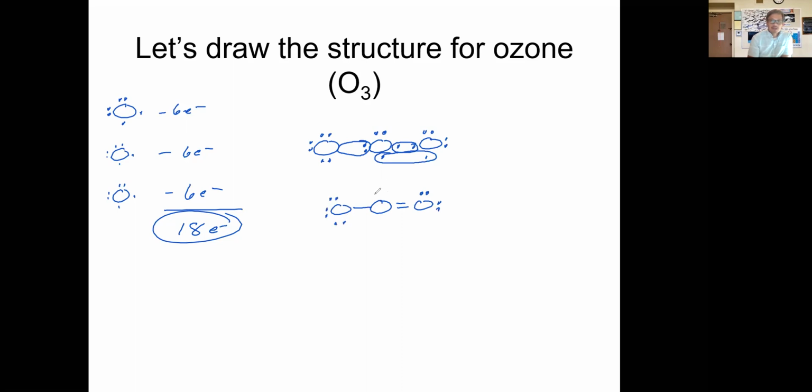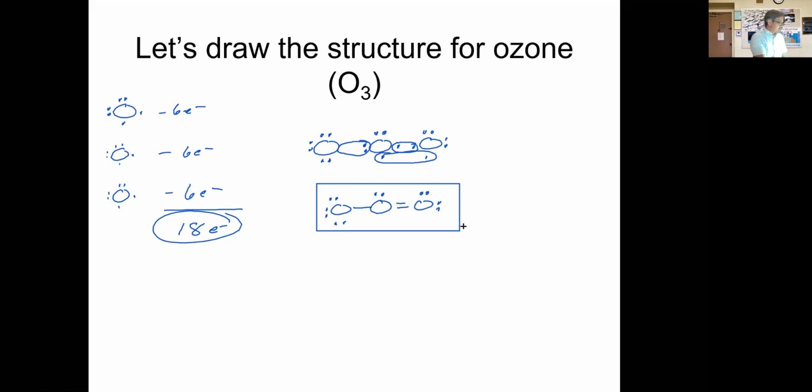So drawing in the Lewis dot structures for each one of these, let's make sure that we have a total of 18 electrons. So we have 2, 4, 6, 8, 10, 12, 14, 16, 18. This structure here seems to be the correct structure for ozone. Okay, so this seems to be the correct structure for ozone right there.